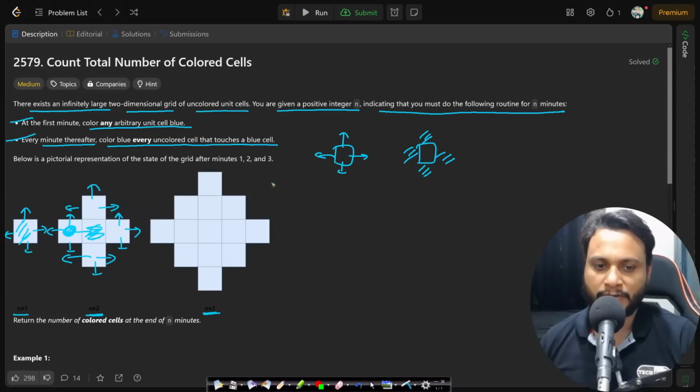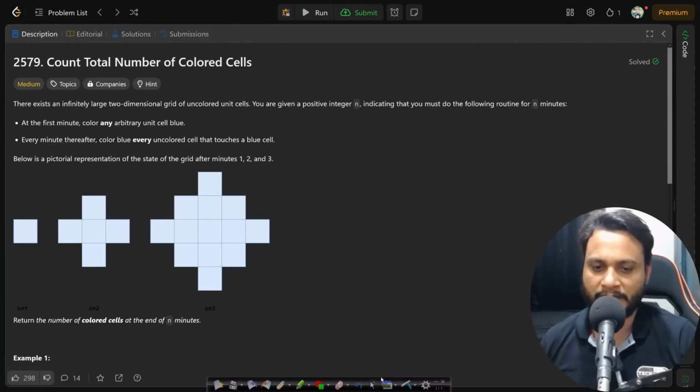So for n equals 3, you have these many colored cells, and accordingly only the boundary cells will be trying to color. Now you can also notice that for this cell A as compared to B, if B tries to color on the right and A tries to color on the top, it is the same cell which is getting colored, right? So redundant coloring can happen.